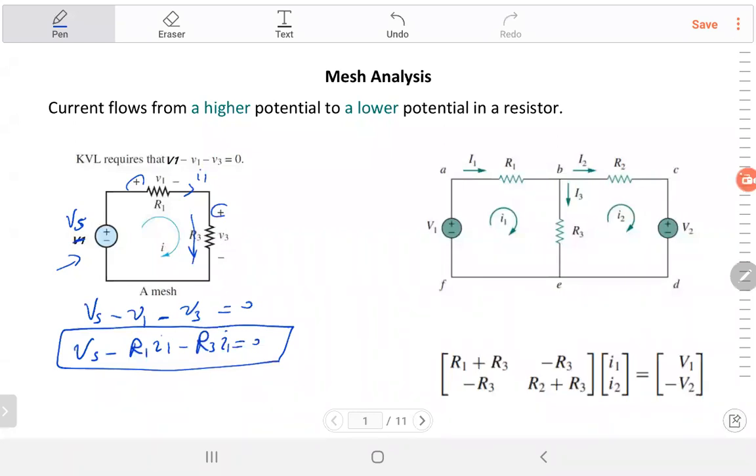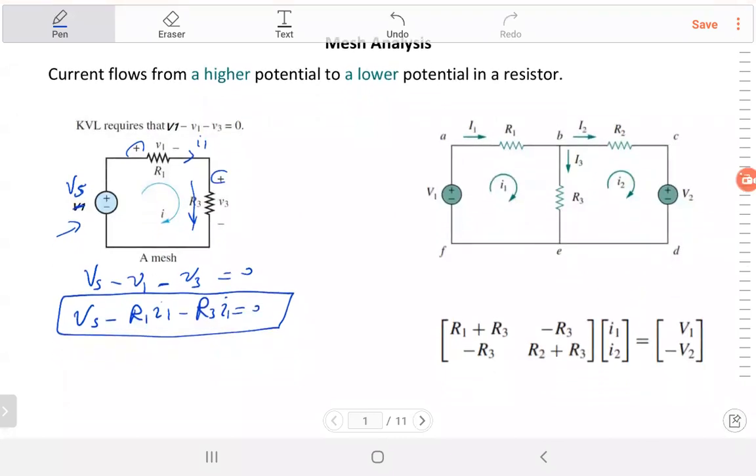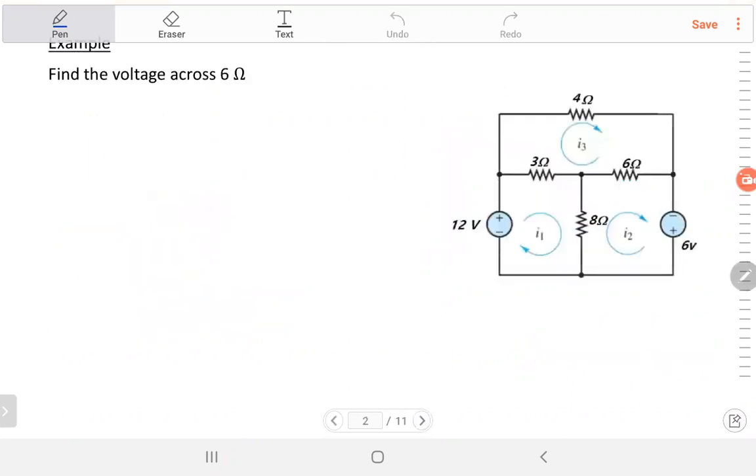I'm not going to explain the theory as we did last time. Let's just go ahead, take an example, and then we'll go back to look at this problem. Now we have a circuit. You have to count the number of meshes here. You have 3. That's step number 1.